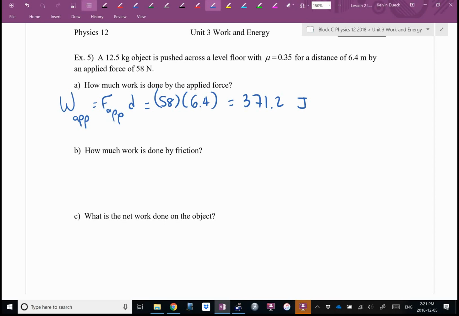What's B asking me to find? I guess the work done by friction is going to be the force of friction times distance. Friction is what times what? I don't know the number. Oh, you know what? I should do a free body diagram. I've got room right here. Here's my free body diagram.